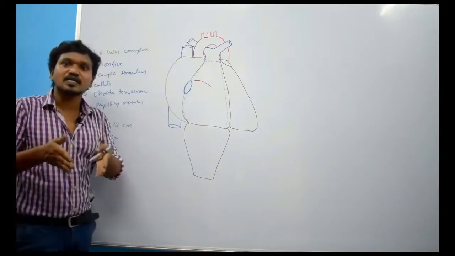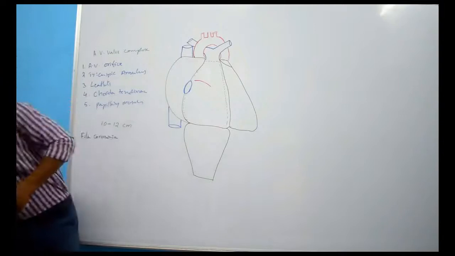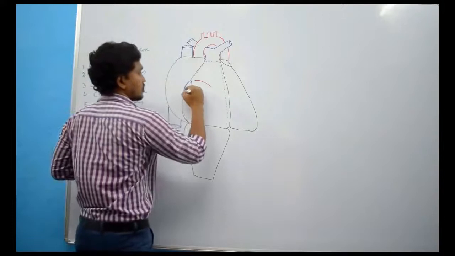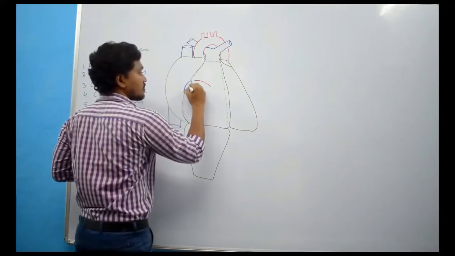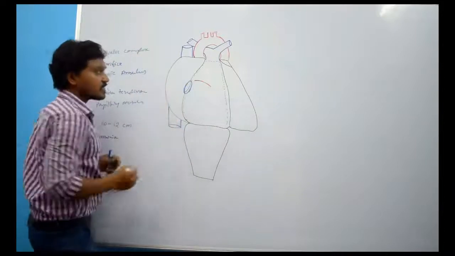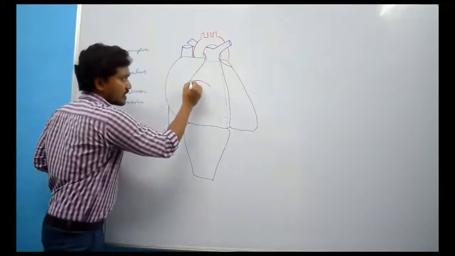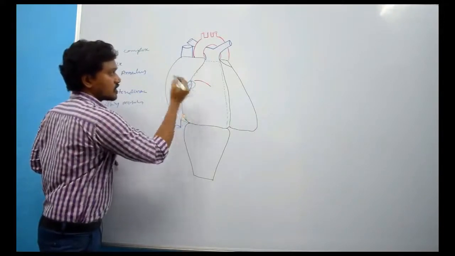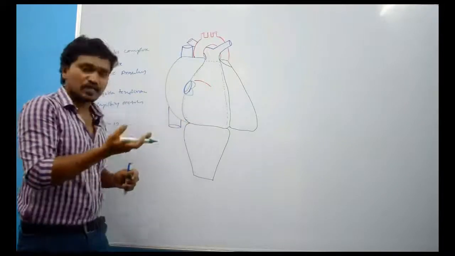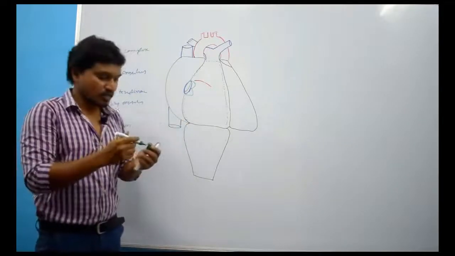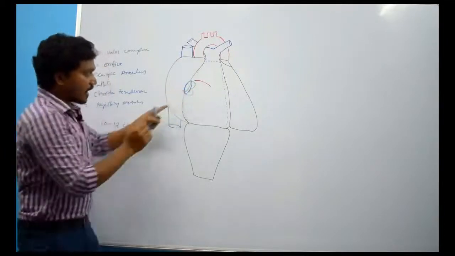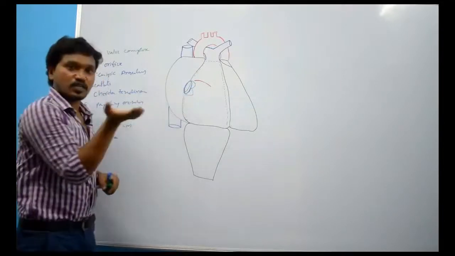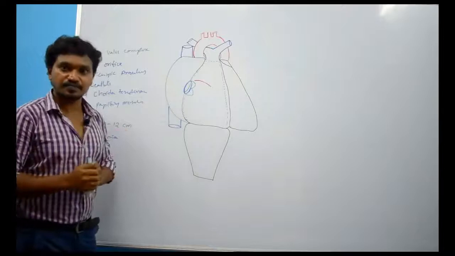Leaflets means cusps. There will be 3 cusps present in the tricuspid valve, because tri means 3. Clear? This is the anterior cusp, here is the septal cusp, and here the posterior cusp. This posterior cusp is present almost horizontally, because it attaches to the inferior margin, so that it will be like this. Clear?